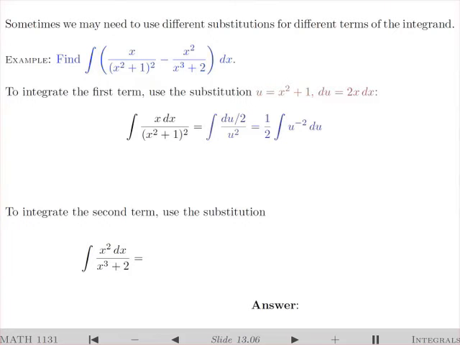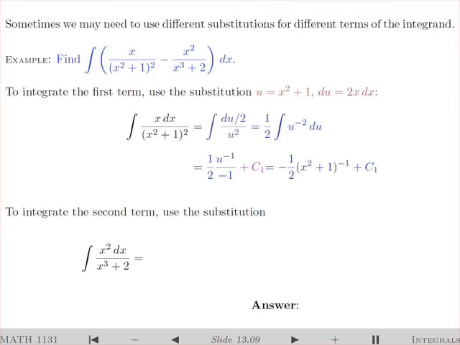Since the exponent is not negative 1, I can use the power rule. If I add 1 to the exponent, negative 2 plus 1 is negative 1. The antiderivative is 1/2 times u to the negative 1 over negative 1, and then plus the constant of integration. Because we'll be doing more than one integral, I will call this C1 to avoid confusion. We want to rewrite this in terms of the original variable x, so I'm going to substitute x squared plus 1 for u. If I write that in terms of x, I get negative 1 over 2 times (x squared plus 1) to the power negative 1, plus this constant of integration.